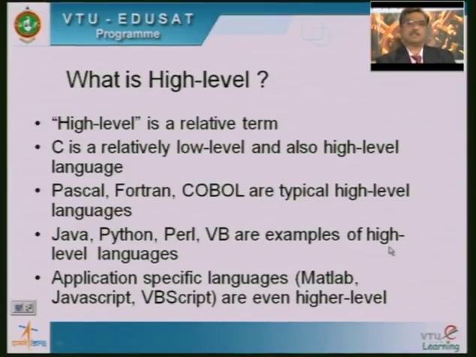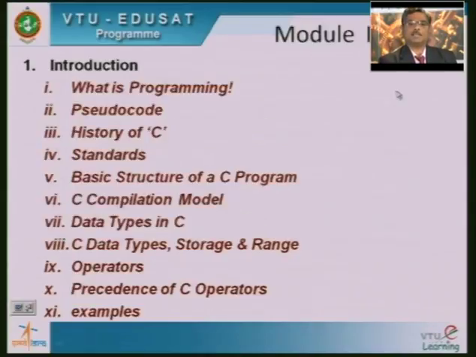There are some previous languages before C was coming to the market. There are Pascal, Fortran, COBOL. Fortran stands for formula translation. COBOL, common business oriented language, are the typical high level languages which were there. And later, nowadays we are observing Java, Python, Perl, Visual Basic as examples of high level languages. There are some languages which are popular. They are all application specific languages, usually called MATLAB, JavaScript, VB scripts. They all come under the application oriented.